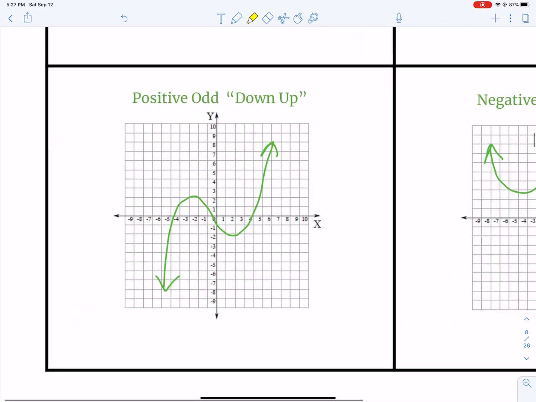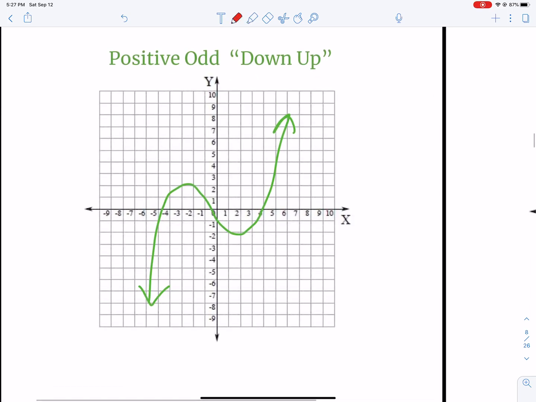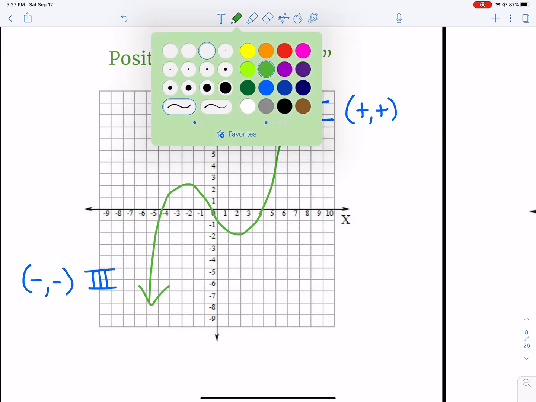So what if we have an odd function? If we have an odd function that's positive, that means it's going overall in an upwards direction. This one's facing the first quadrant and the third quadrant. In the first quadrant, both are positive. And in the third quadrant, x and y are both negative.